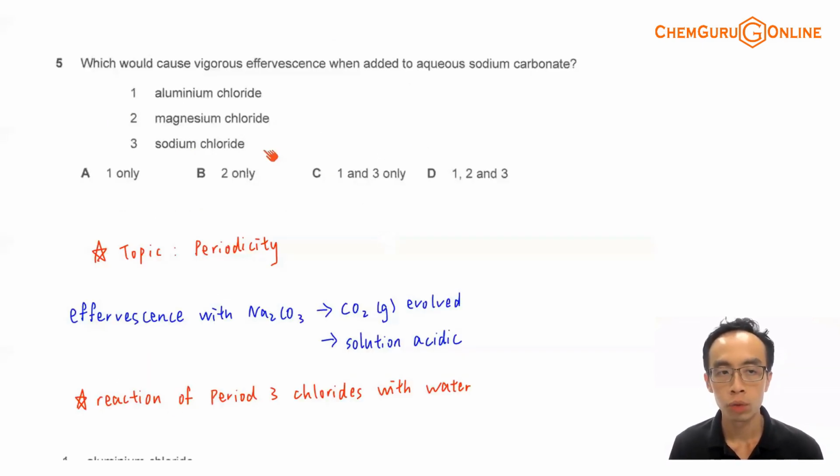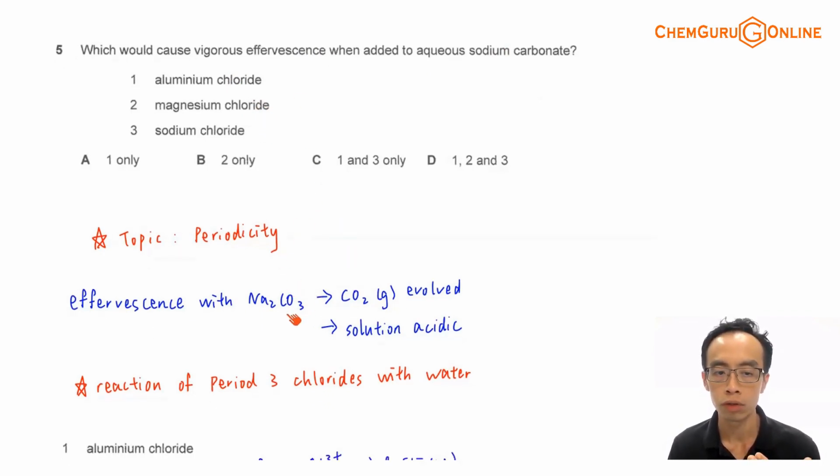Now question 5, which will cause vigorous effervescence when added to aqueous sodium carbonate? I have 3 options, and we will run through each one of them part by part. Reacting with sodium carbonate to give CO2 gas, the vigorous effervescence should be CO2 gas evolved. So this will mean that my solution is acidic. It can react with carbonate, which is a weak base, to give my CO2 gas, suggesting that my solution has to be acidic.